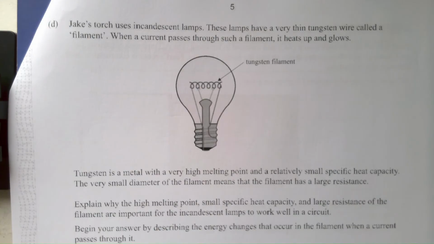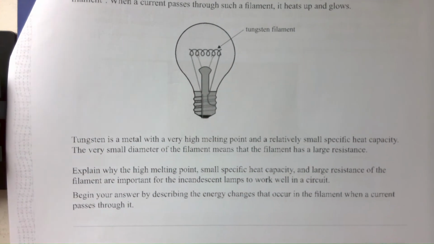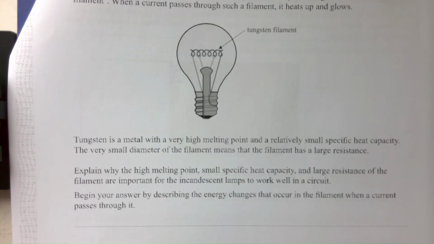Now we're told that tungsten is a metal with a very high melting point and a relatively small specific heat capacity. The very small diameter of the filament means that the filament has a large resistance. Explain why the high melting point, small specific heat capacity, and large resistance of the filament are important for the incandescent lamps to work well in a circuit. Begin your answer by describing the energy changes that occur in the filament when a current passes through it.